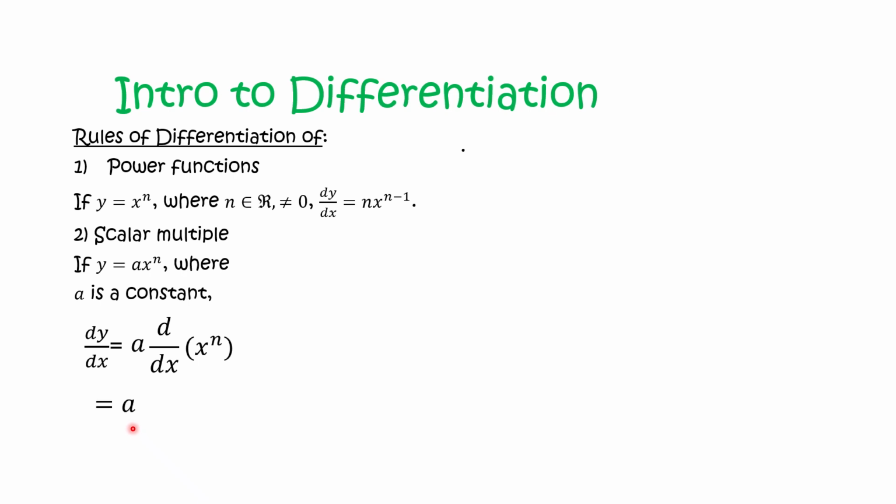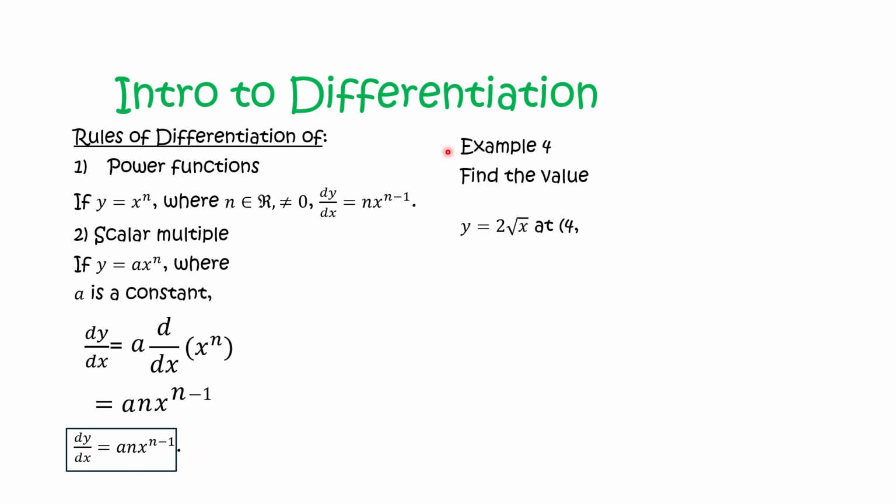So we still have our a times the n, which is the power dropped. And of course, to the new power, we subtract 1 so that we have dy/dx as a times x to the n minus 1. Right, let's look at an example.